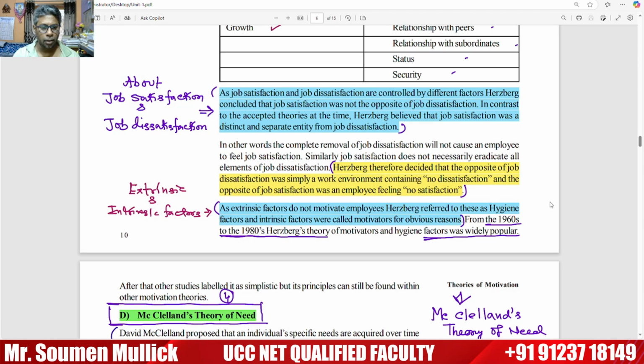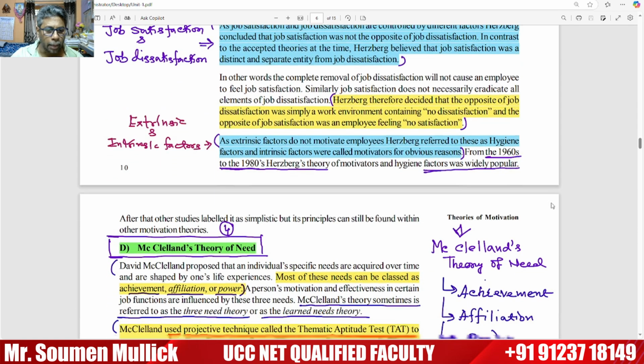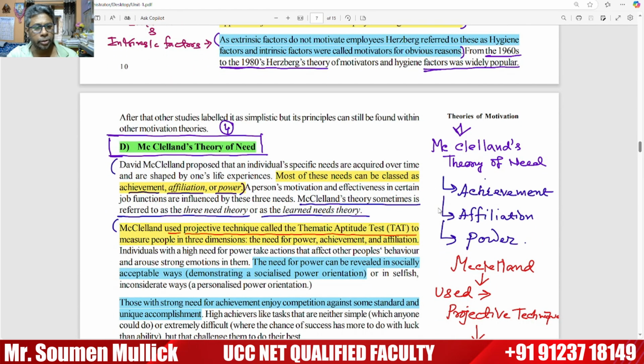From the 1960s to the 1980s, Herzberg's theory of motivator and hygiene factors was widely popular. After other studies, it became implicit, but its principles can still be found within other motivation theories. So the next important motivation theory is McClelland's theory of needs.